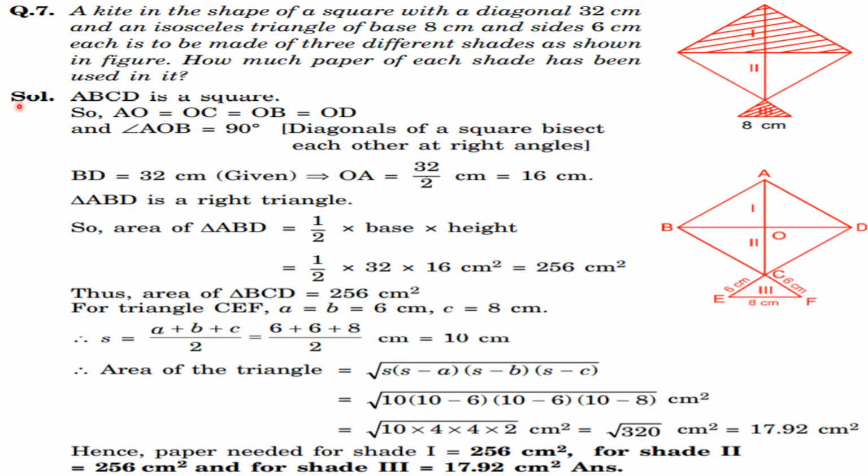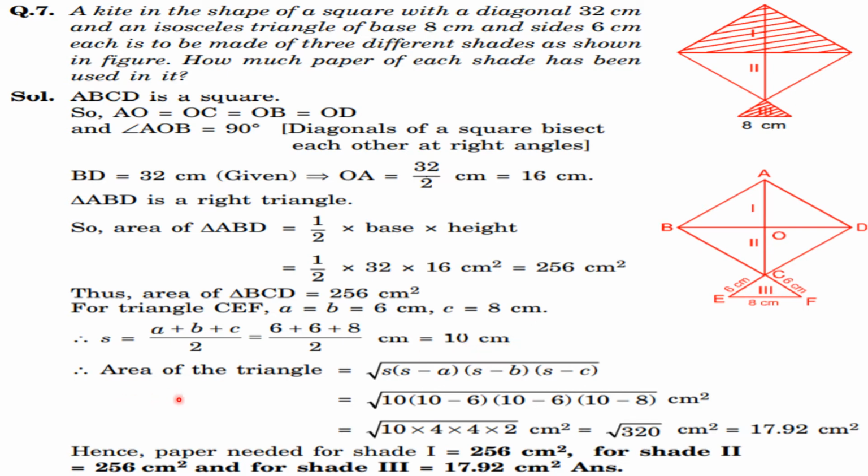Let us simplify these numbers. So, what we got here? The value is 10 centimeters. 6 plus 6 plus 8, what will you get here? 20. 20 by 2, what will you get here? 10 centimeters.